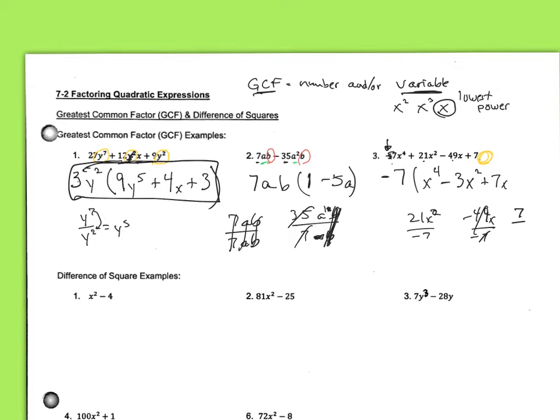Then lastly, we have 7 divided by -7. Here it is again. When they match, it is a 1. In fact, it's a -1 here because of the signs. And this is the answer.